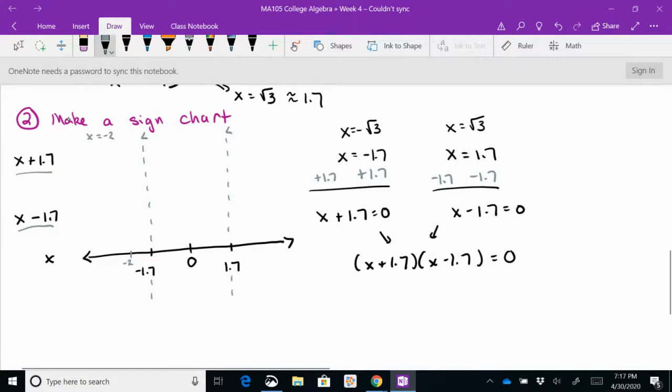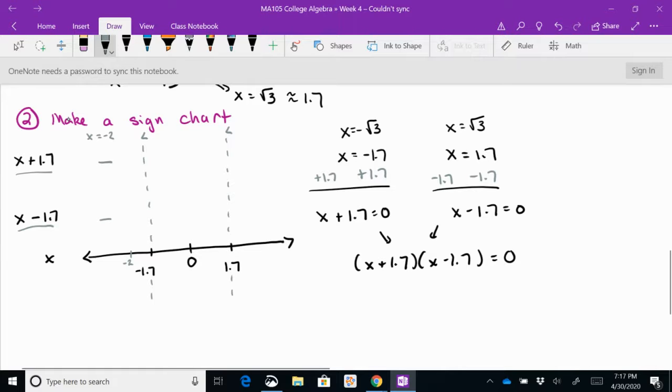So if I plug negative 2 into x for x plus 1.7, I have negative 2 plus 1.7, and that gives me a negative 0.3. So that gave me a negative, so I'm going to just write a negative sign there. Then I'm going to do the same thing with the x minus 1.7. So if I plug in -2, then I subtract 1.7, I get a -3.7, so that is also negative.